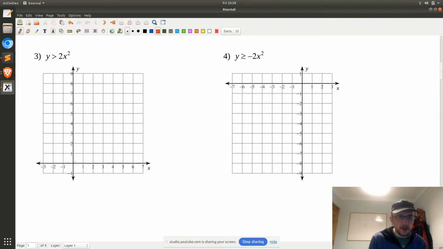y is greater than 2x squared. So instead of 1, 1, it's going to be 1, 2. Then instead of 2, 4, it's going to be 2, 8. And symmetric about the y-axis. Just like that. Origin as well. And a dashed line. There. And every point here.